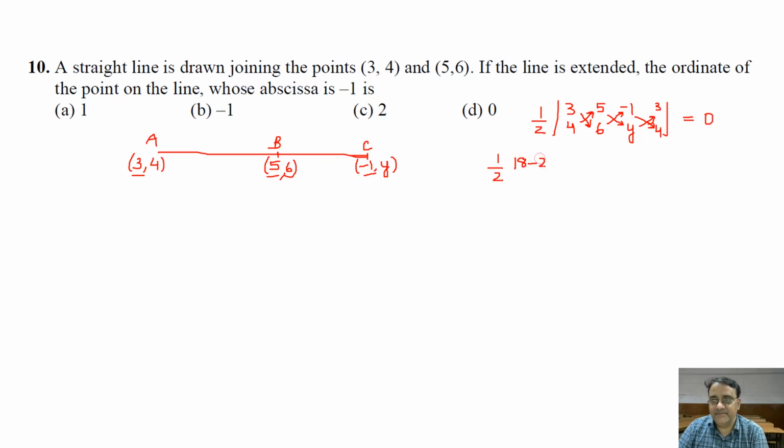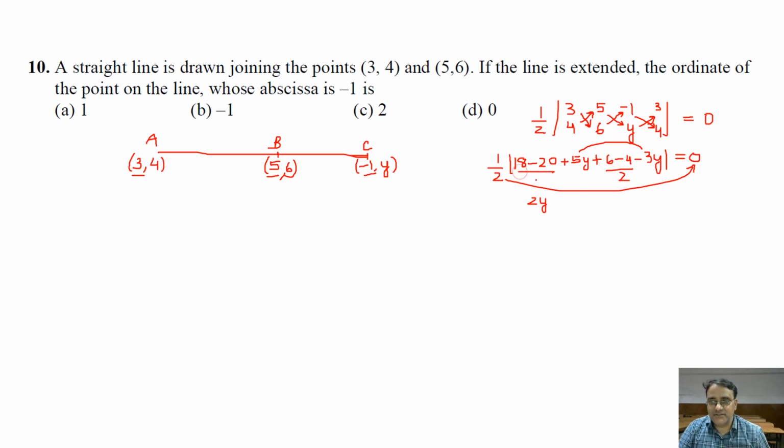minus minus 20 plus 5y, plus 6, plus 6 minus 4, minus 4 minus 3y, plus 12, done, is equal to 0. Now this half multiplied in will give 0. Now look at the y term: 5y minus 3y, so it will become 2y.